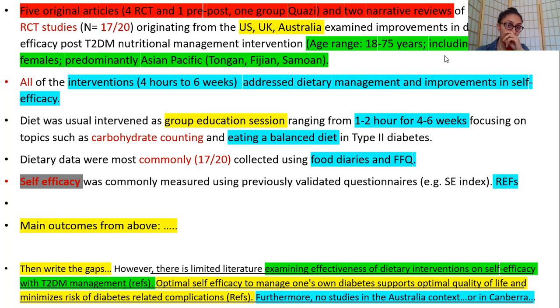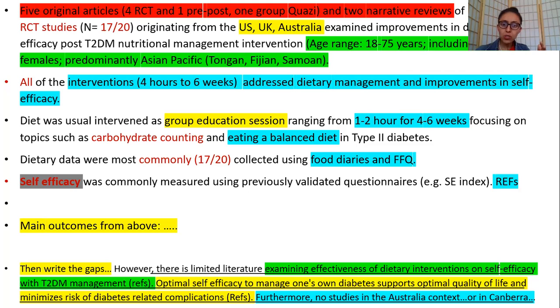Then you have to talk about your main IVs and your DVs. Your IV is your dietary intervention, and your DV over here is improvement in self-efficacy. So you have to tell the reader how both of these variables were measured. These are the kind of detail and depth, guys, you need to go into when you are summarizing original articles to prove your point.